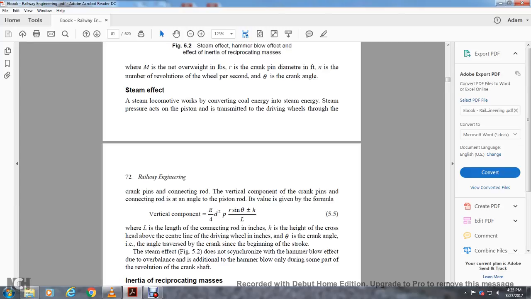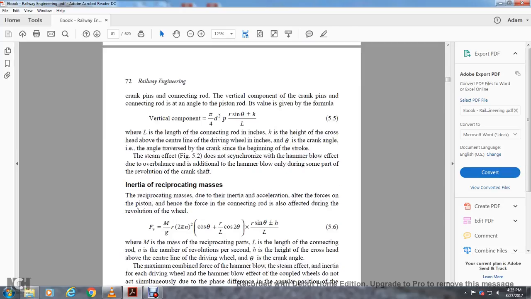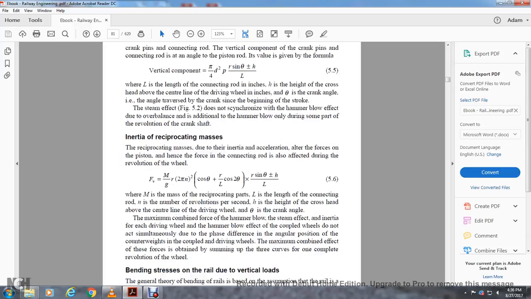The steam effect does not synchronize with the hammer blow effect of the balance weight, so additional hammer blow occurs only during some parts of the revolution of the crankshaft. The inherent reciprocating mass: due to the inherent acceleration, the force on the piston, hence the force on the connecting rod, is effective during the revolution of the wheel. We have F_V equals M over g R times (2 pi n) squared, bracketed cosine theta plus R over L cosine 2 theta, times R sin theta plus or minus H over L, where M is the reciprocating part of the weight, L is the length of the connecting rod, n is the number of revolutions per second, H is the height of the crosshead above the center line of the driving wheel, and theta is the crank angle.